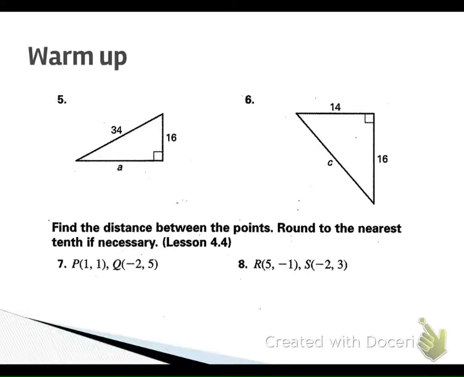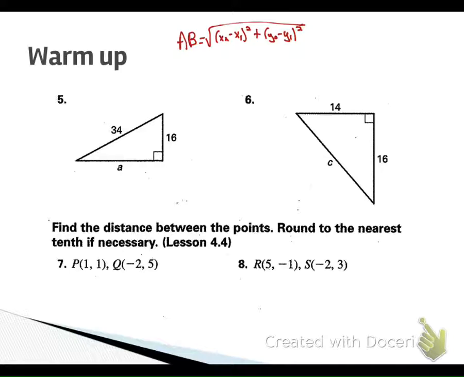So the top of this page, let's write that distance formula. So we know that it's AB equals the square root of x2 minus x1 squared plus y2 minus y1 squared. And that's going to be our distance formula.